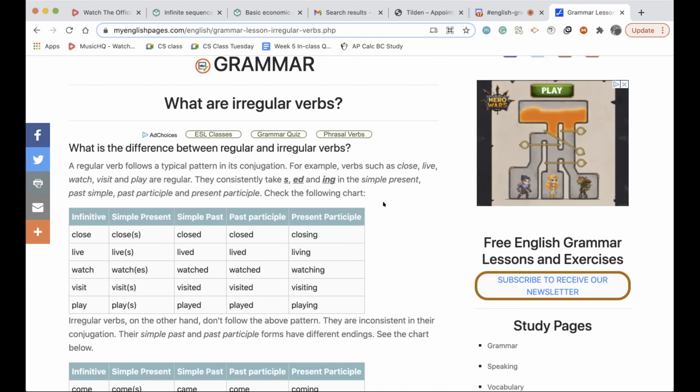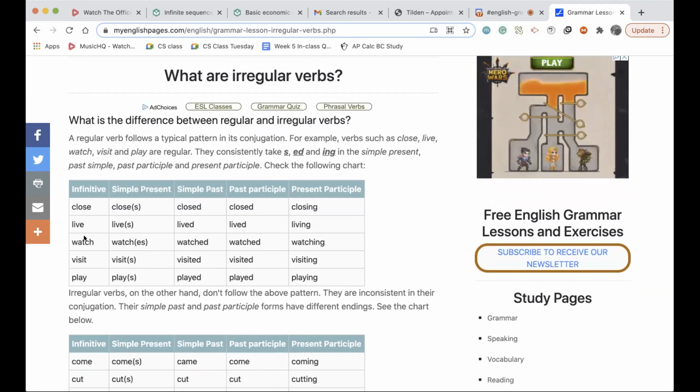Check the following chart. Here, the infinitive is just the normal verb. So you have close, live, watch, visit, play. And simple present, you just add an s at the end or es depending on the verb. Simple past, you add an ed. Past participle, I think it's the same thing as simple past. And present participle, you add an ing at the end.